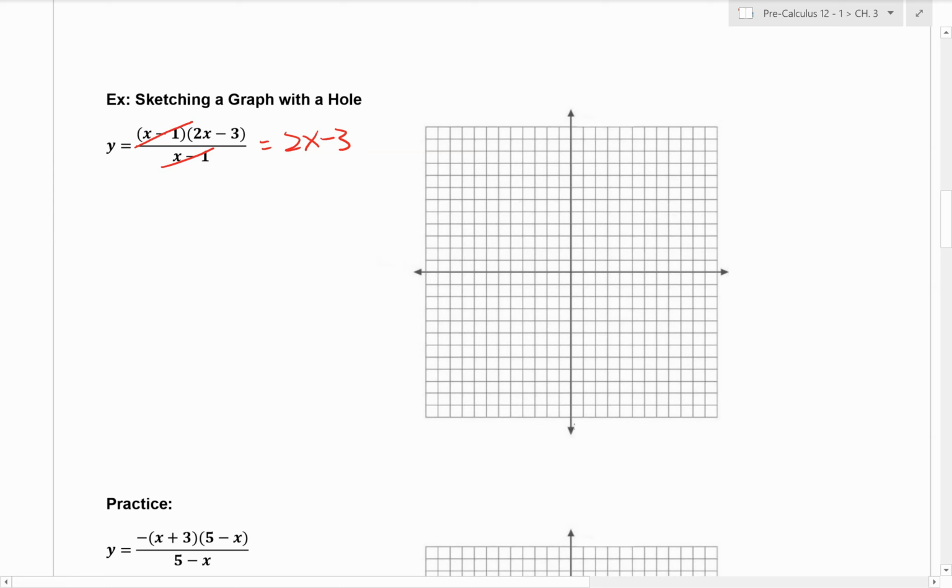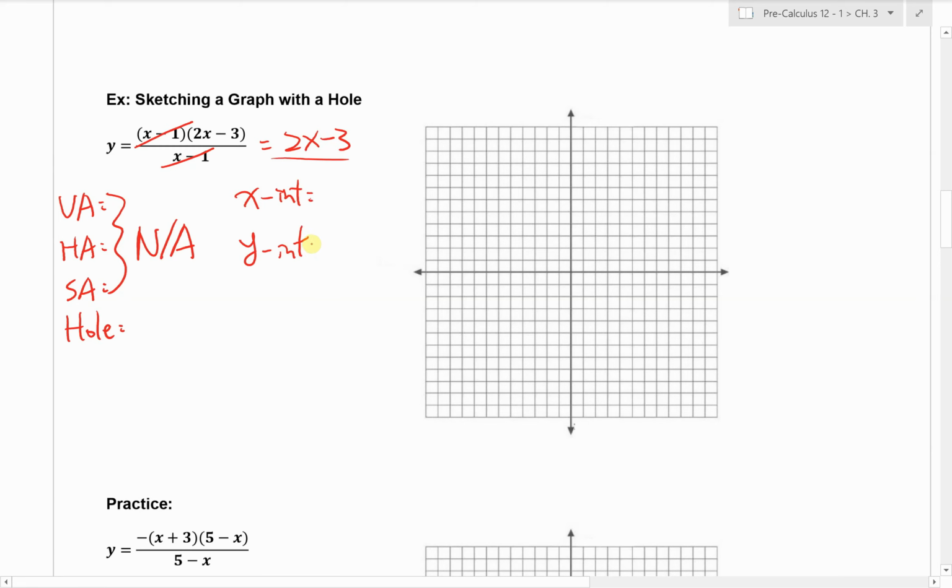So this is actually a linear function with a hole, right? Because again, we cross out the x minus 1s. So we do have a hole. Since it's a linear function, but you know what, I'm just going to write down everything here just in case I don't miss anything. But we do know there's nothing here, because it's a linear function. Hole, x-intercept, y-intercept, domain, and range.